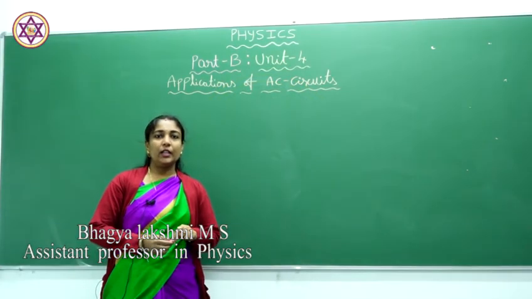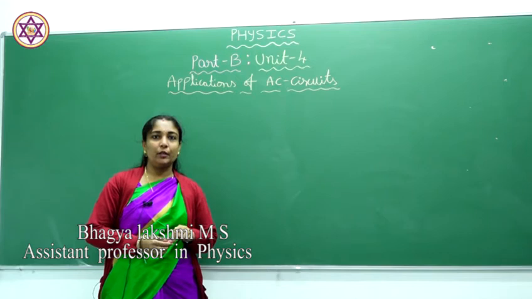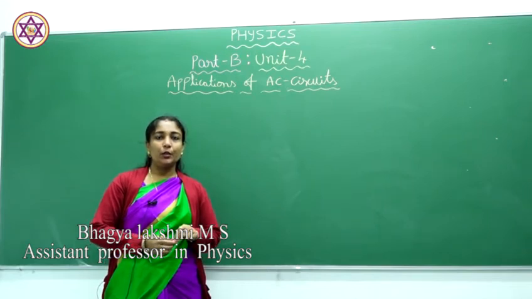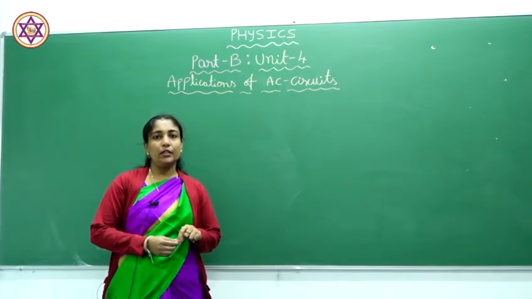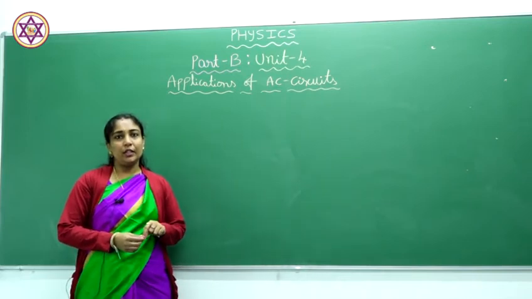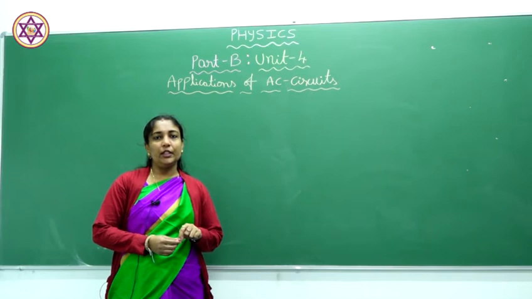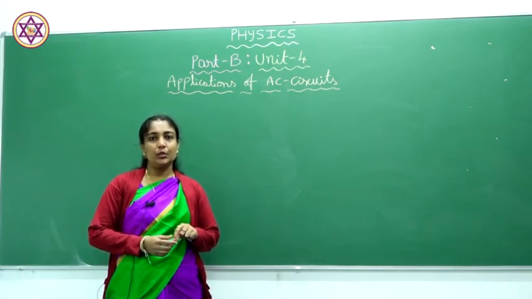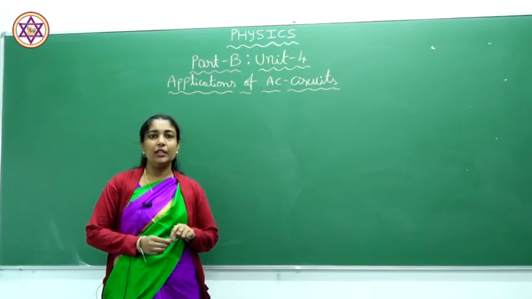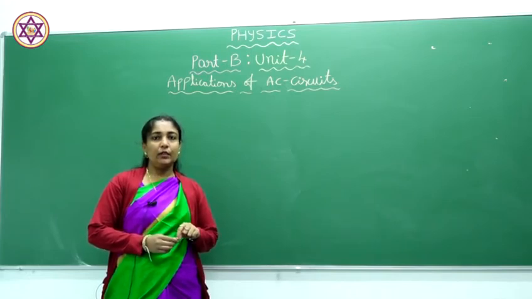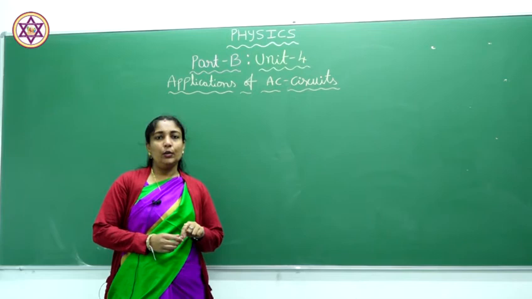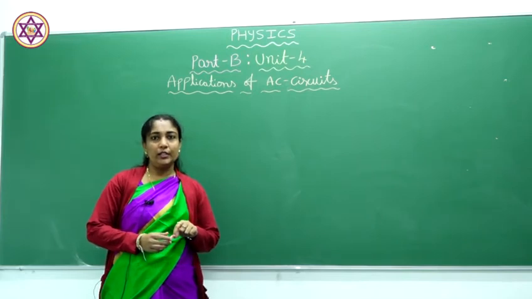In the last class, I explained about network theorems and how to solve circuit problems using the network theorems. Today, I am explaining about applications of AC circuits, which is the fourth unit in part B. In applications of AC circuits, there are two subunits: one is AC bridges, another one is AC filters. Today, I am explaining about AC bridges.